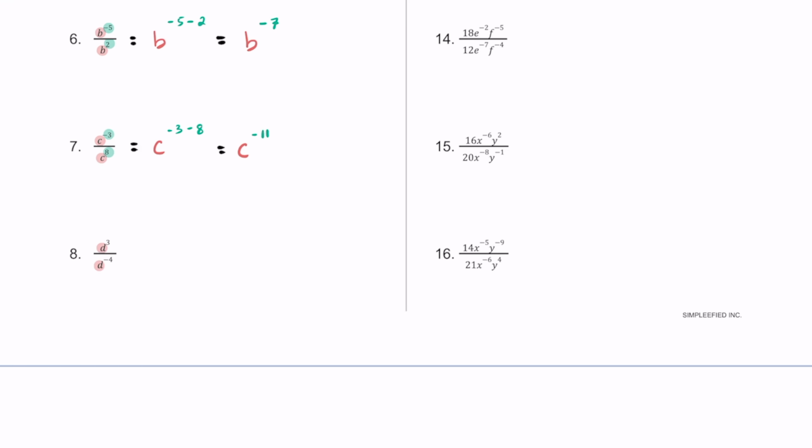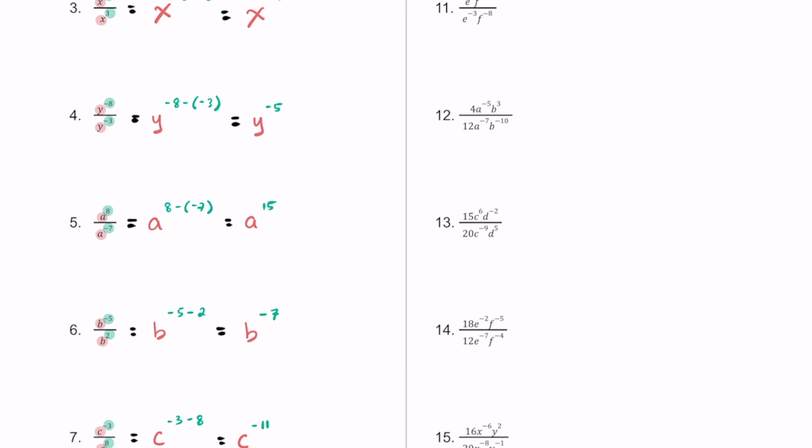And so we can go ahead and use that quotient rule and subtract these exponents from each other. So rewriting this using one common base, we have d raised to the 3 minus this negative 4. Now instead of subtracting, we can add the opposite, so we can rewrite this as d raised to the 3 plus 4 power, also known as 3 to the positive 7th power. So we can use that quotient rule here. Here's number 9.